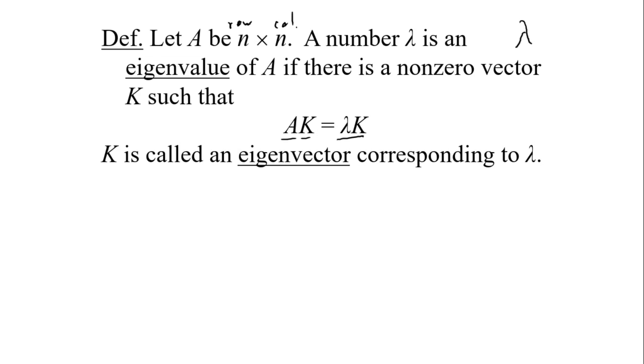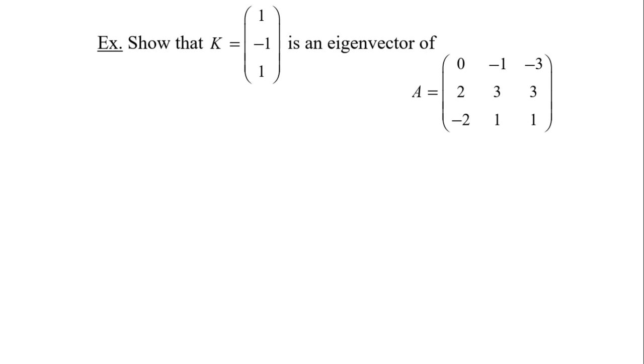So first of all, just to see a real example of this, let's show that this vector k is an eigenvector of this matrix A. To do that, what we want to show is that when we do A times k, the result is just some constant multiple of k. So A is the matrix [0, -1, -3; 2, 3, 3; -2, 1, 1], times k, which was [1, -1, 1].